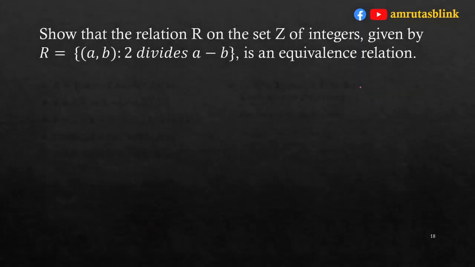Moving to next problem: show that the relation R on set Z of integers given by R = {(a, b) such that 2 divides a minus b} is an equivalence relation. Now in this problem there are two concepts which are used. First is integers. Integers means all the numbers which are negative numbers as well as positive numbers and 0. And one more concept is used, the equivalence relation.